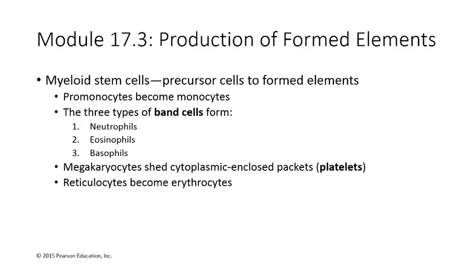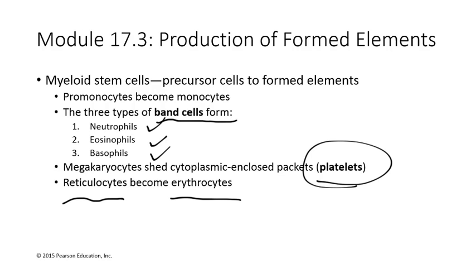The myeloid stem cells are the precursors for the formed elements, including three kinds of band cells. We're going to see that there are neutrophils, eosinophils, and basophils. You've heard of each of those, but we'll talk about banded cells and the neutrophils in lab. And the megakaryocytes are going to eventually make the platelets. Finally, the reticulocytes will become the erythrocytes.